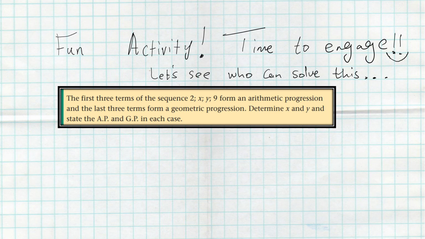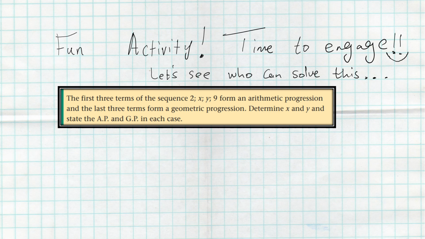It says the first three terms of a sequence 2x, y, 9 form an arithmetic progression. Don't be confused by the word progression. Just know it forms an arithmetic sequence. And the last three terms form a geometric sequence, right? So determine x and y, and state the arithmetic progression, the arithmetic sequence, and also state the geometric progression, or the geometric sequence, in each case.